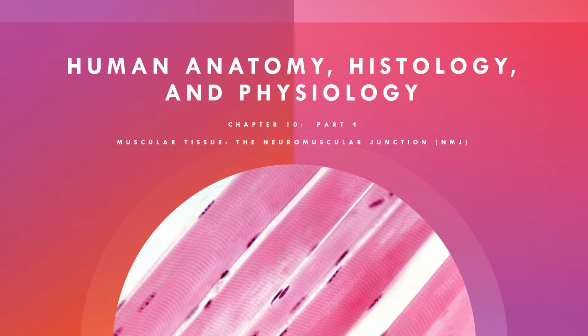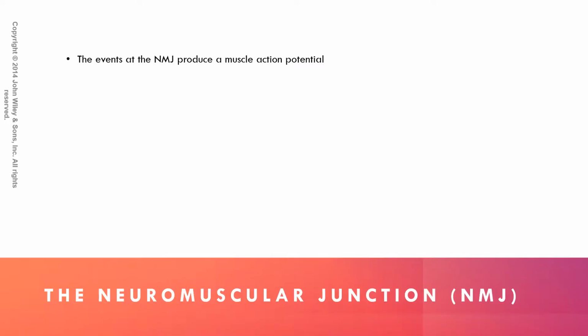In this video, we are going to talk about the neuromuscular junction. So first off, the neurons that stimulate skeletal muscle fibers to contract are called somatic motor neurons. Each somatic motor neuron has a thread-like axon that extends from the brain or spinal cord to a group of skeletal muscle fibers.